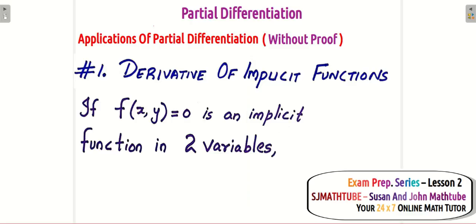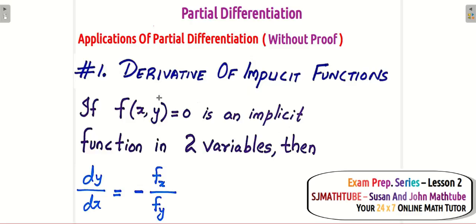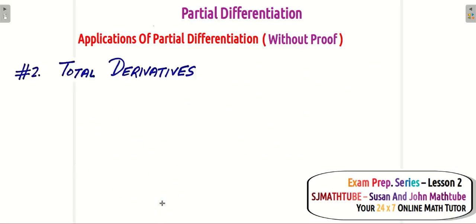Let's say there is an implicit function f of x, y equal to 0. That may include a constant, but I have not included it over here. And it's in two variables. Then the derivative is given by minus fx by fy. Those who have watched the first lesson will understand what fx and fy are. Fx stands for the partial derivative of f with respect to x, and fy stands for the partial derivative of f with respect to y. Like I told you yesterday, I hope you have a pen and a paper and make sure you note these points.